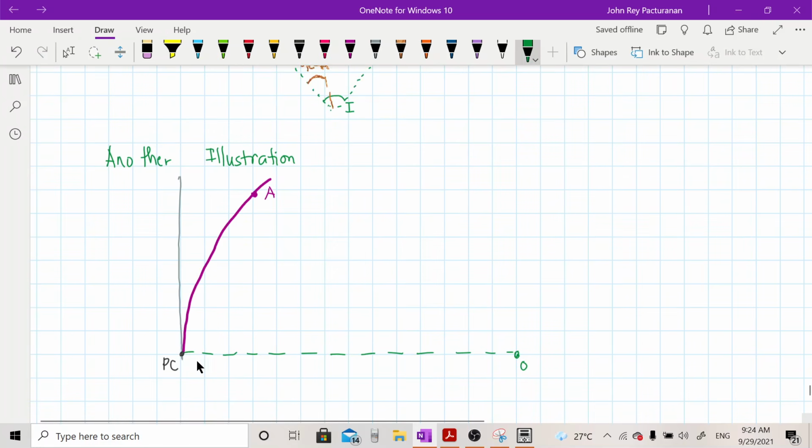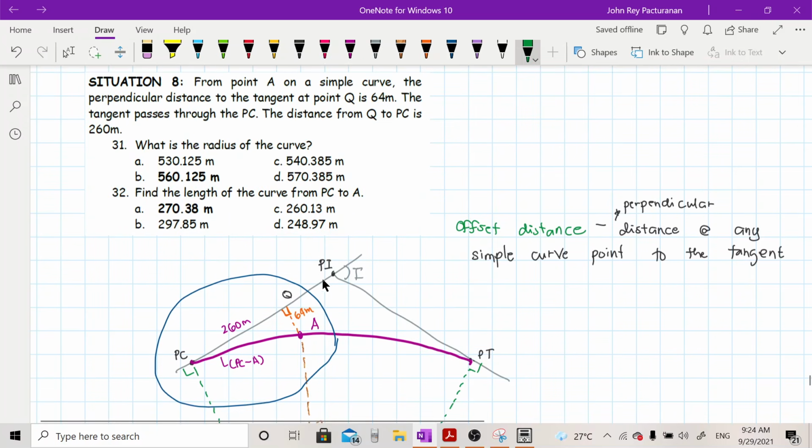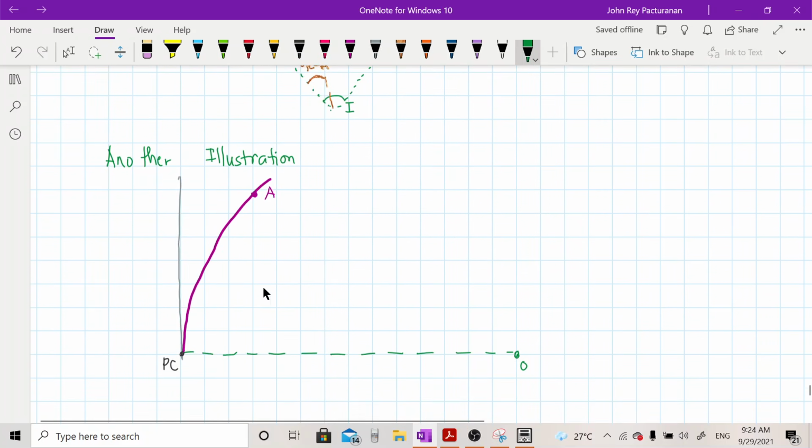And again, hindi ko na kailangan ubusin yung buong curve. There is no need that the curve goes all the way to PT, kasi in the first place, hindi mo nga alam kung ano yung angle of intersection, di ba? And besides, hindi naman talaga siya kailangan dito. And dahil lang sa simpleng pagbabago ng orientation, magiging mas madali ang solution natin dito, believe it or not.